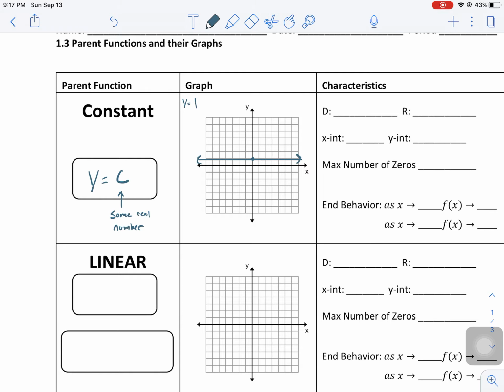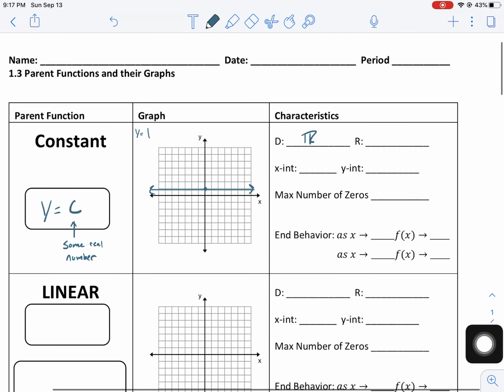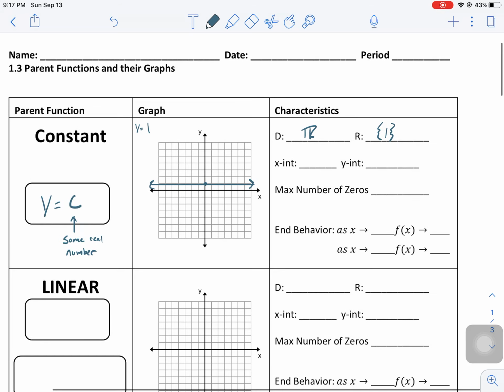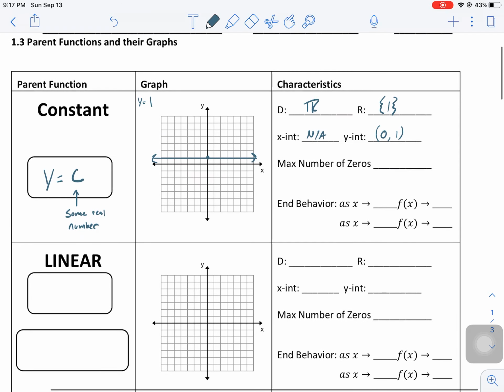We've already talked about domain and range here. The domain is all real numbers. The range, I like to just write it as curly bracket. In this case, it's 1. The x-intercept, when we write intercepts, guys, they need to be in their coordinate pairs. So there is no x-intercept here, so not applicable. The y-intercept would be 0, 1.